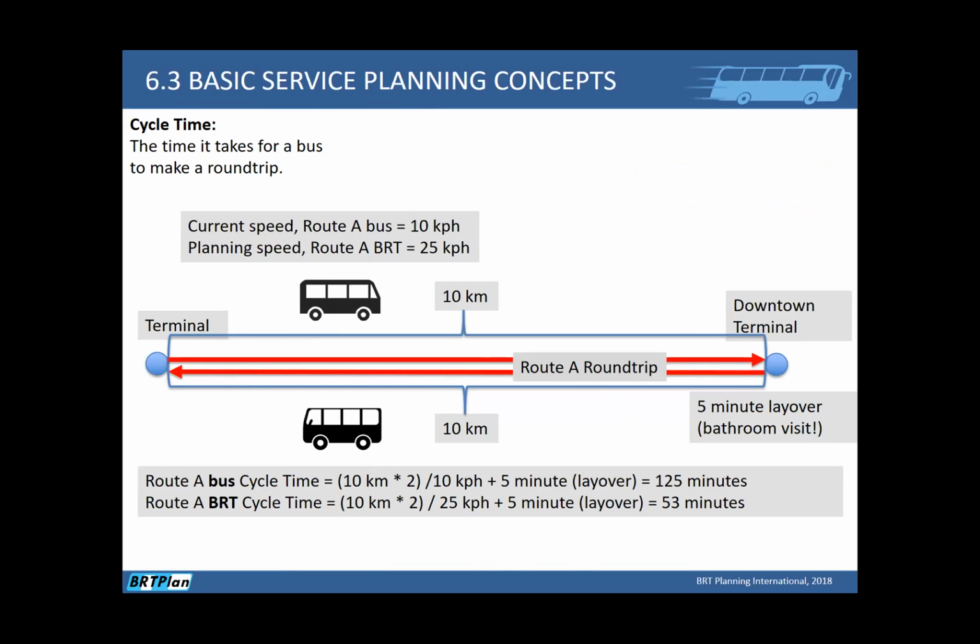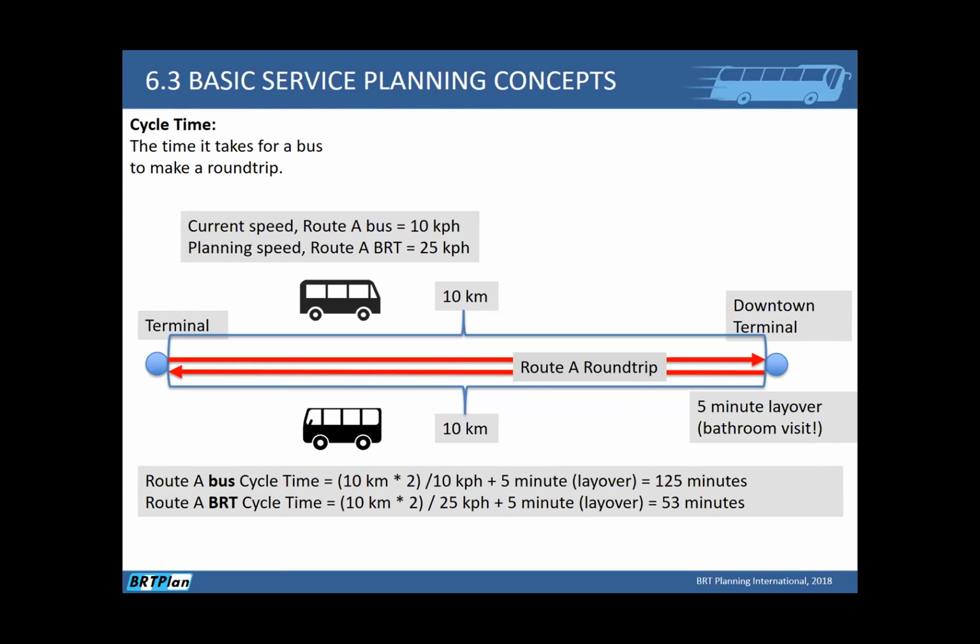The next thing you need to know about each of your bus routes on your BRT corridor is what is the cycle time. Now the cycle time is the amount of time it takes for the bus to leave the place where it starts, to go to the place where it ends. There's usually a little layover there. The driver's got to go out and use the bathroom or whatever, get back on the bus, and then return to where the bus starts. That's called the cycle time.